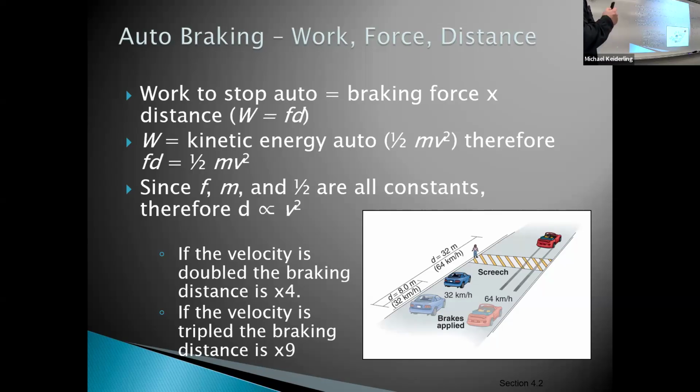So 1/2 mass times velocity squared equals force times distance. And since force, mass, and 1/2 are all constants, distance ends up being proportional to your speed squared. So if you double your velocity, your braking distance increases by a factor of 4. You triple it, your braking distance increases by a factor of 9. That's why you have to leave so much more space while you're driving when you're driving faster.